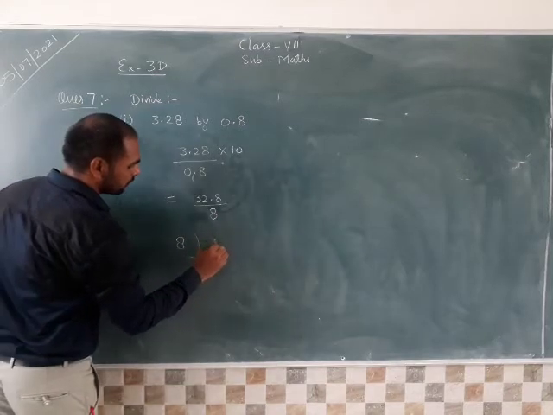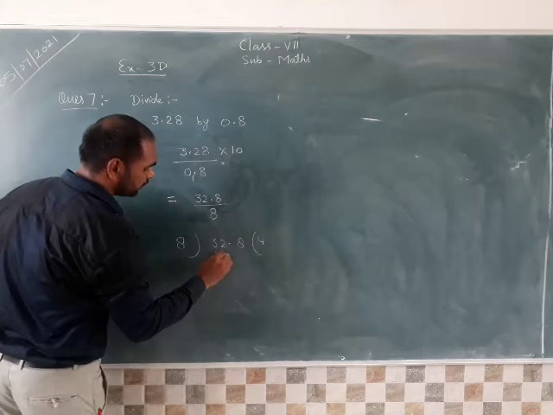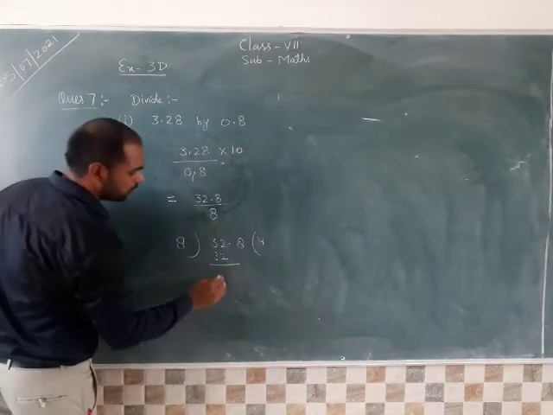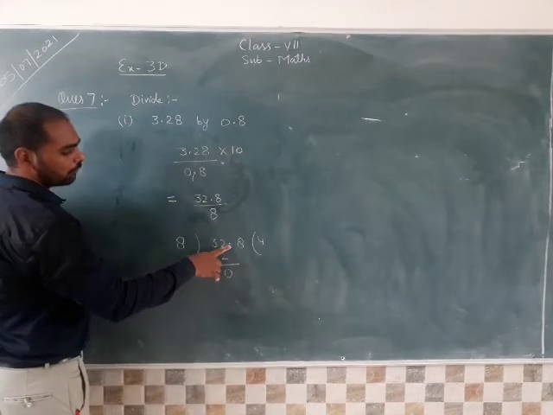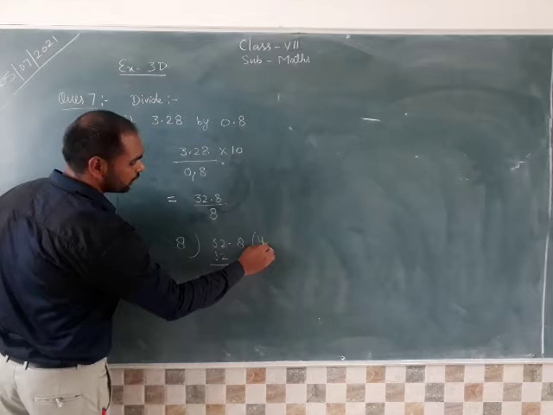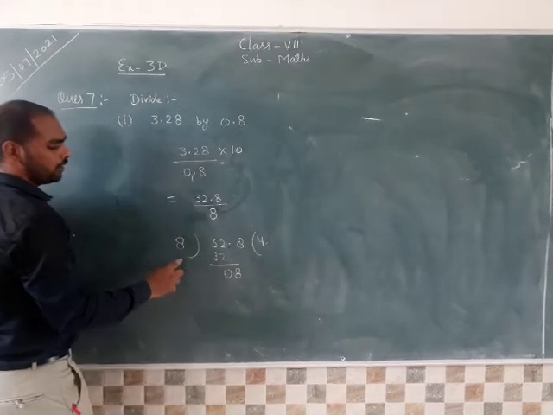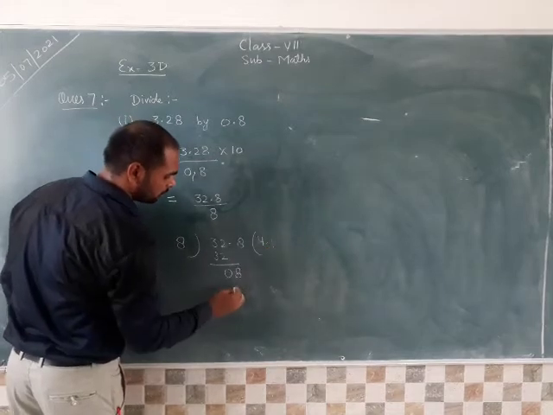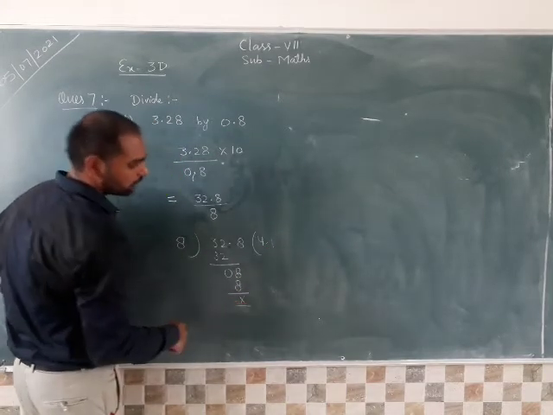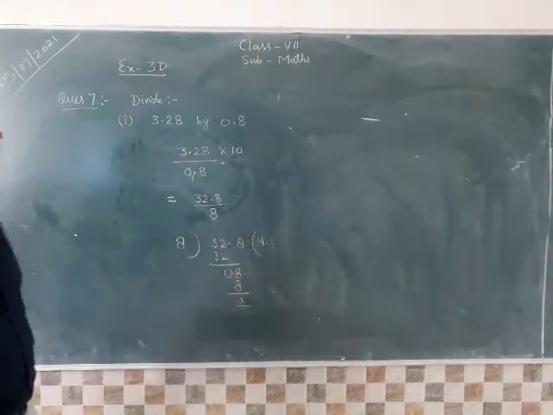8, 32.8. We know very well 8 4 is 32. When we subtract 32 by 32, we get 0. Now after 32 there is a point, so we will mark the point in the quotient and carry 8. Okay, 8 ones are 8. When we subtract 8 from it, we get 0. So 4.1 is our answer.